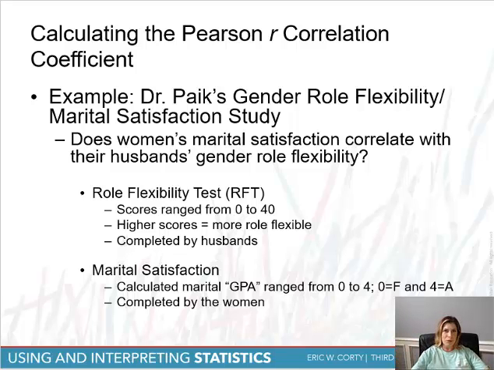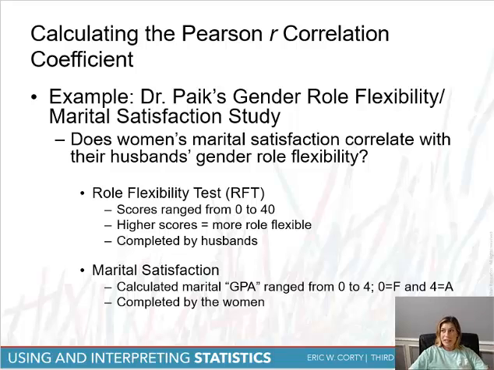So what does a gender role flexibility test measure? Well, gender role flexibility has to do with a person's willingness to do things that are outside of the traditional scope of what defines their gender. So if you think of traditional gender roles, men are the ones who are the bread earners, and they do the work around the house, outside of the house. They take care of bills and lawn work and fix things and stuff like that.